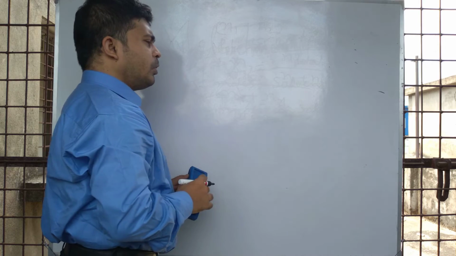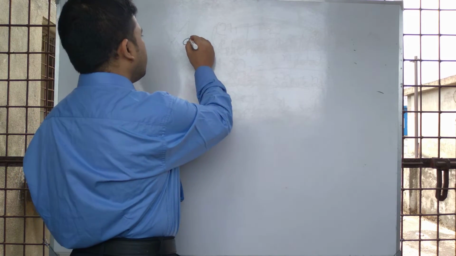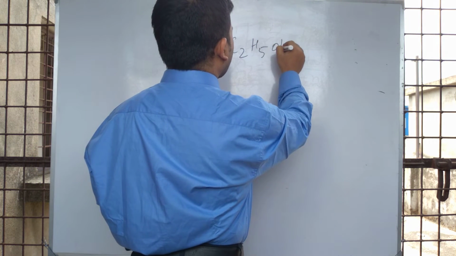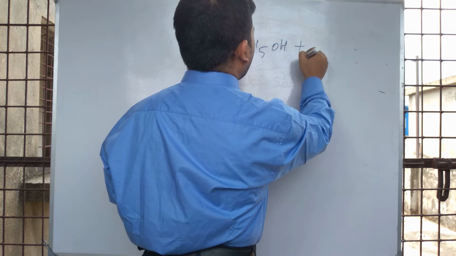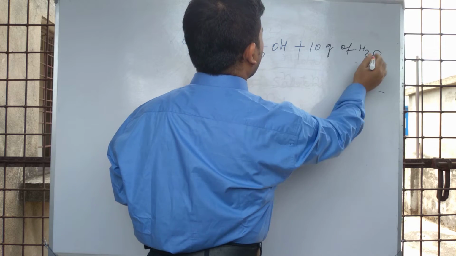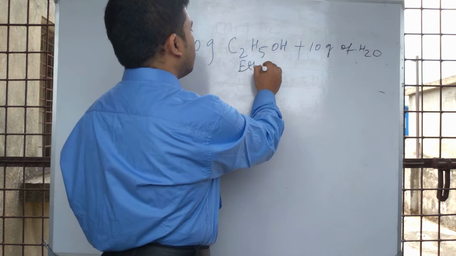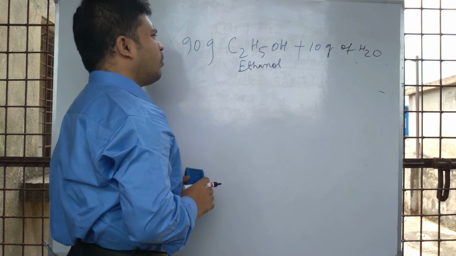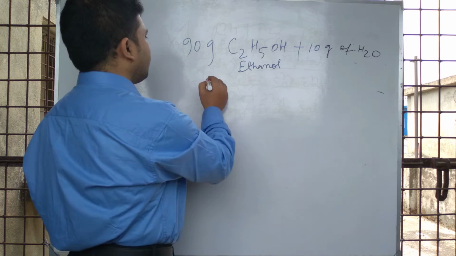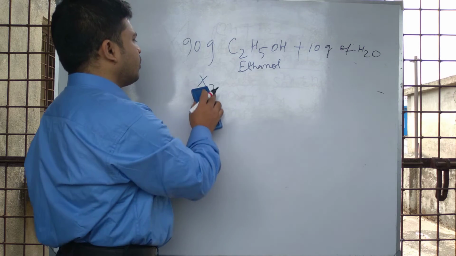Now we have to solve a problem on mole fraction. Suppose we take 90 gram of ethanol with 10 gram of water. In this case we have to determine the mole fraction of each component.